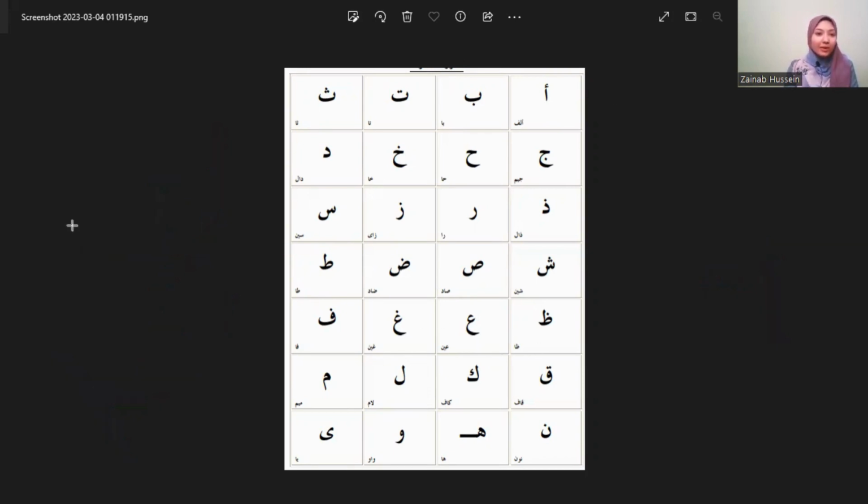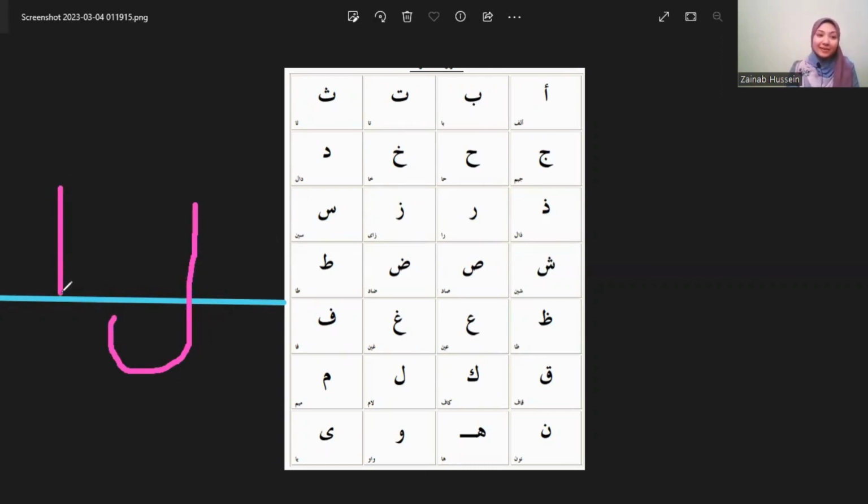The following one is lam. How to write lam? A straight line with a curvy ending. Okay? A straight line with a curvy ending, which is like J, for example. Lam. Lam. Okay?